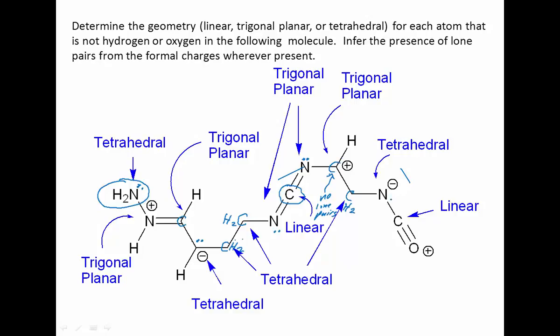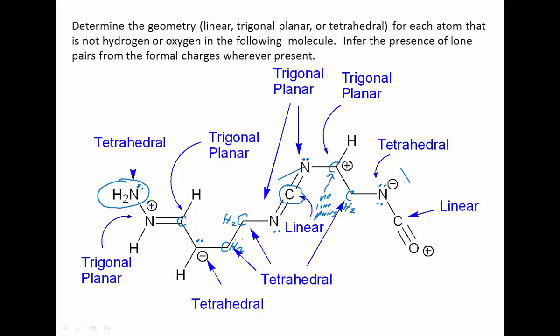Okay, this last nitrogen, because it's got a negative charge and 2 bonds, it has to have 2 lone pairs. It's got 2 lone pairs, a carbon and another carbon attached to it. It's tetrahedral. And this last carbon is part of a triple bond, no lone pairs, oxygen and nitrogen is attached, thus it's a linear molecule.